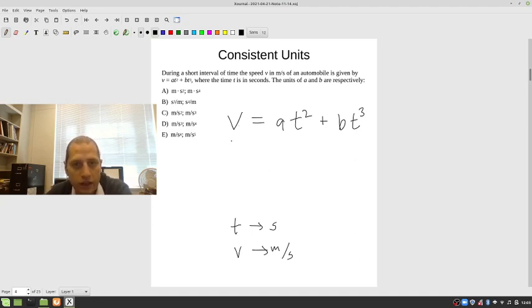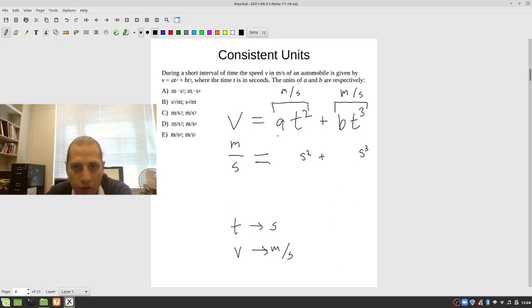Okay, now let's look at this. V we already know, meters per second on one side of the equation. Now I have an equals right there, and if you have meters per second on one side of the equation, everything else on the other side of the equation must have those units. So this whole thing has to be in meters per second. This whole thing has to be in meters per second. But let's take a look. T squared is in seconds squared. T cubed is in seconds cubed.